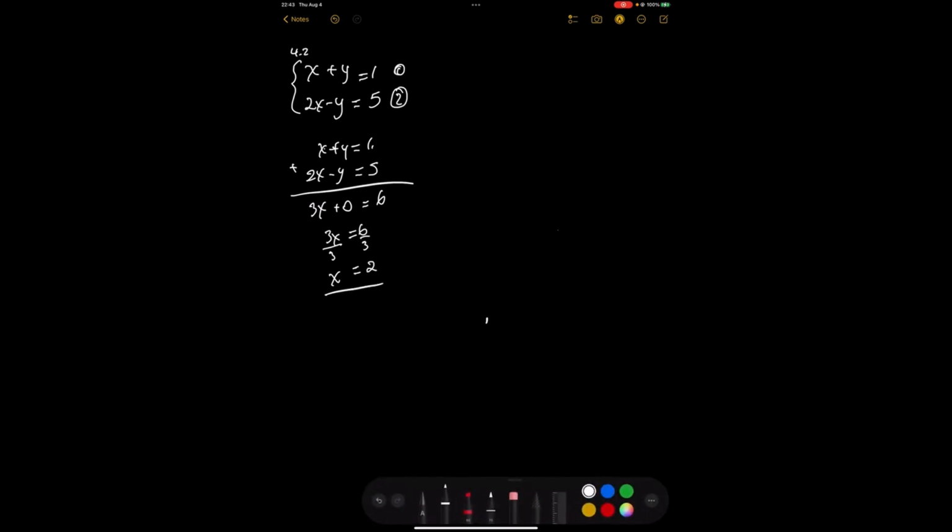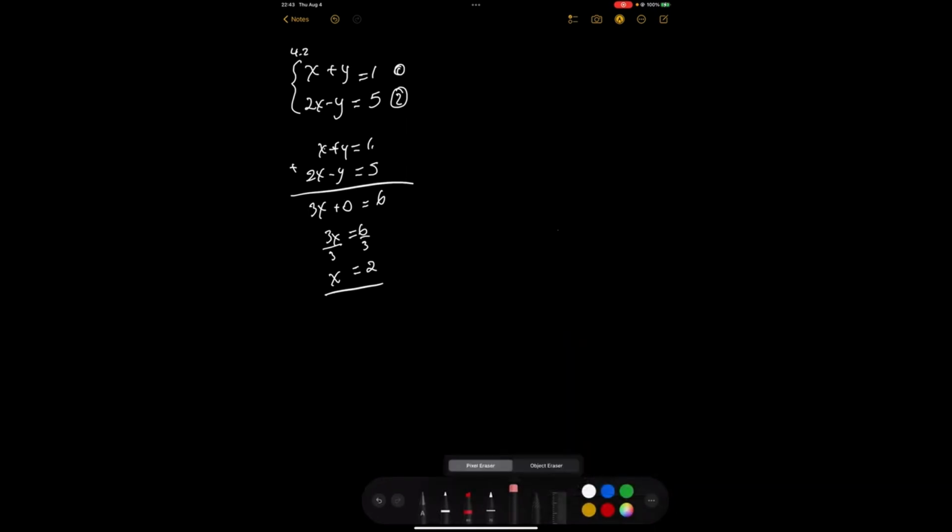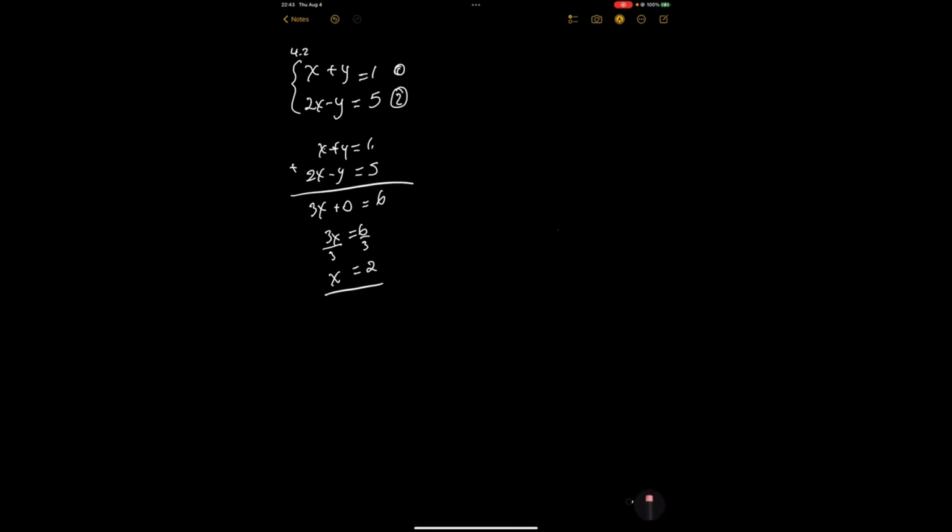Now let's say we were trying to use x to find y instead. We would have to multiply the first equation and then subtract the second equation. That's a lot of headache. The easiest thing we can do is look for x first. And now we have the value for x.